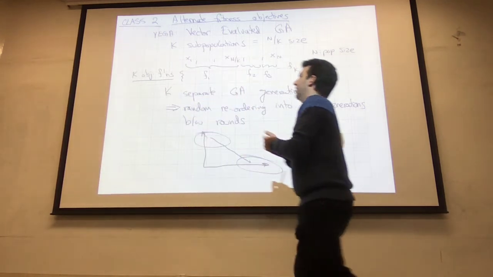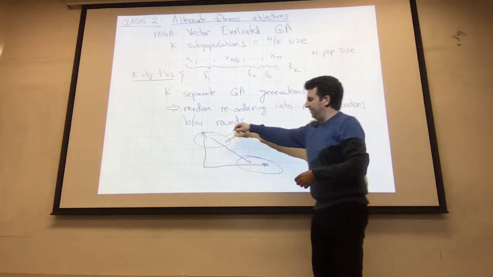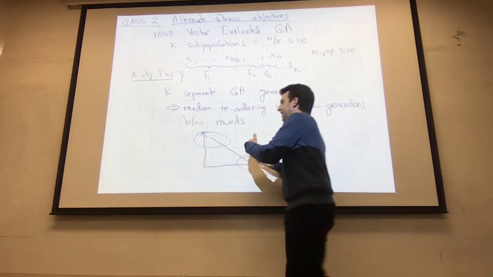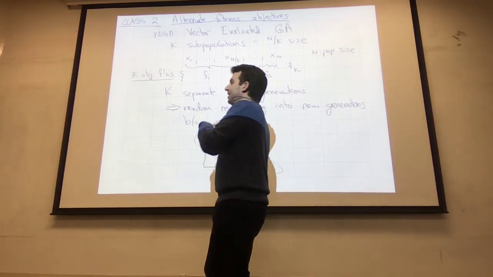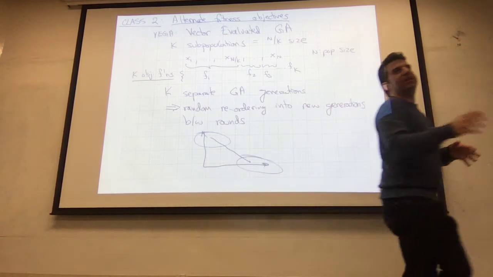Okay. All right, so that's vector evaluated GAs, and they still have this problem because they're not directly addressing the diversity. Everybody in both of these cases is just hoping to get diversity for free, and that's been the problem here.